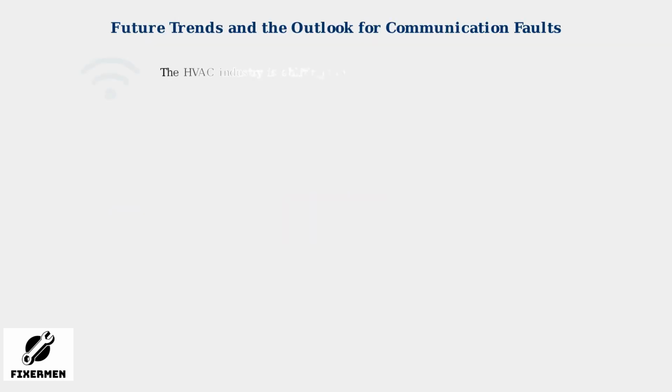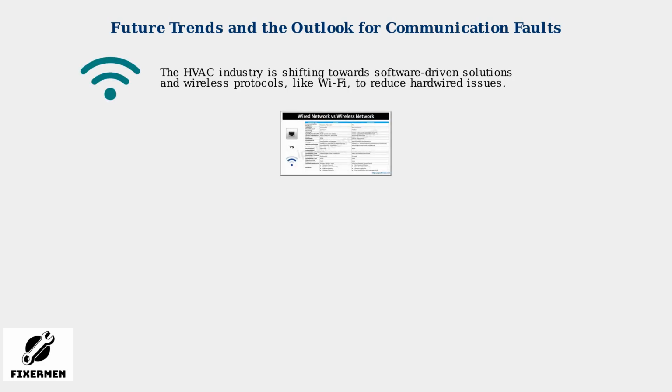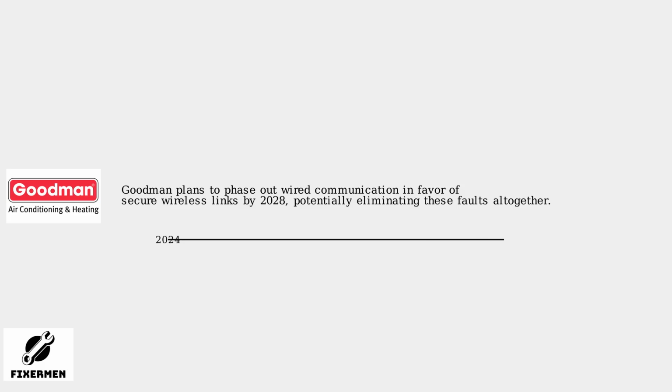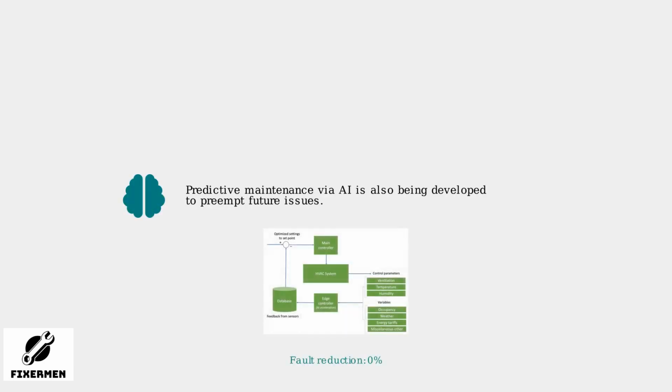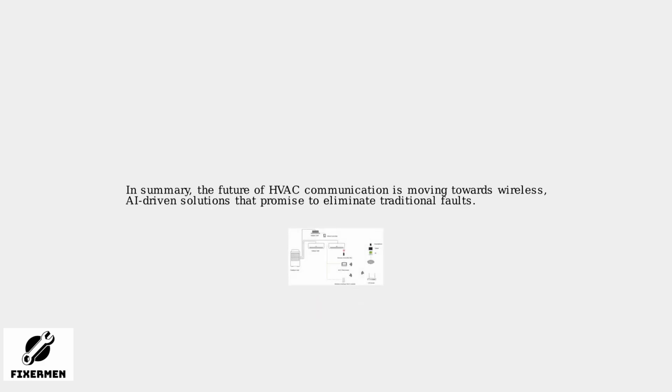The HVAC industry is shifting towards software-driven solutions and wireless protocols like Wi-Fi to reduce hardwired issues. Goodman plans to phase out wired communication in favor of secure wireless links by 2028, potentially eliminating these faults altogether. Predictive maintenance via AI is also being developed to preempt future issues. Retrofits remain essential for existing systems. In summary, the future of HVAC communication is moving towards wireless, AI-driven solutions that promise to eliminate traditional faults.